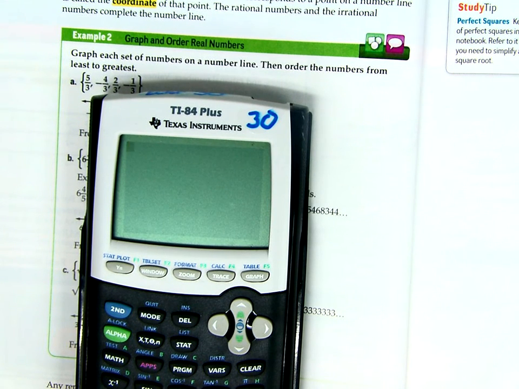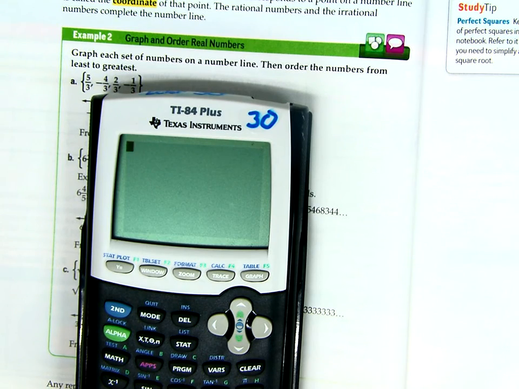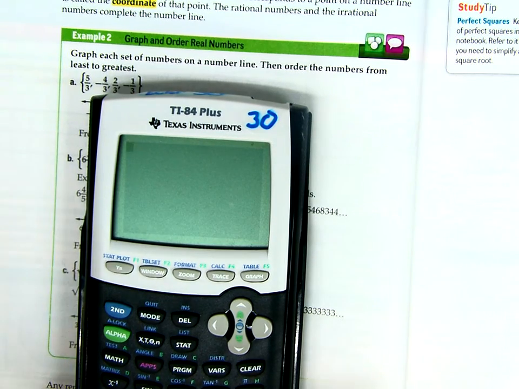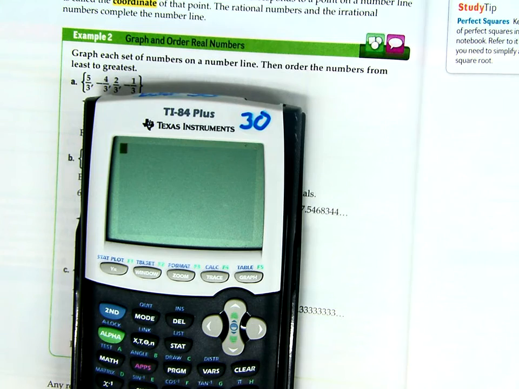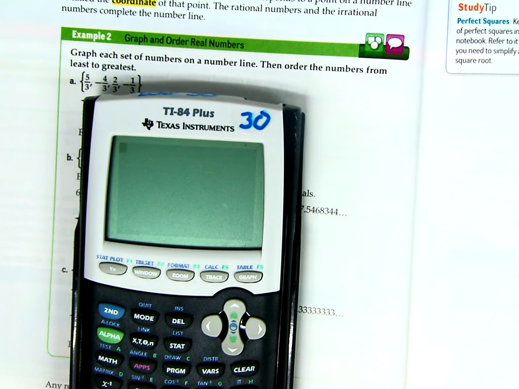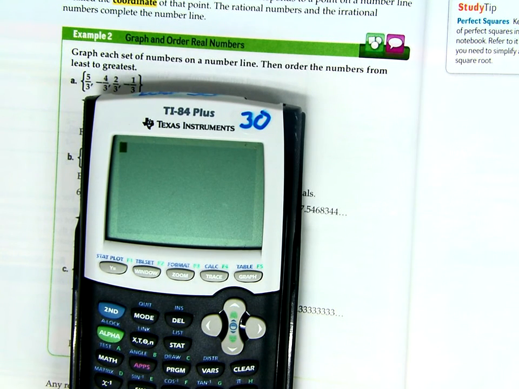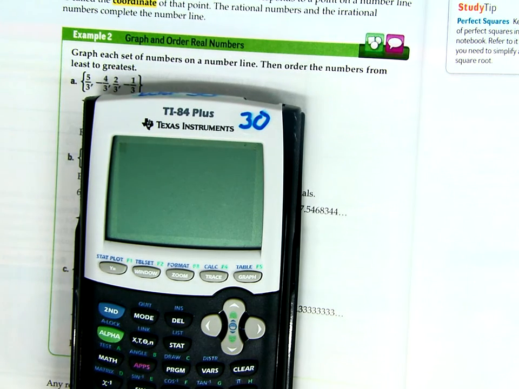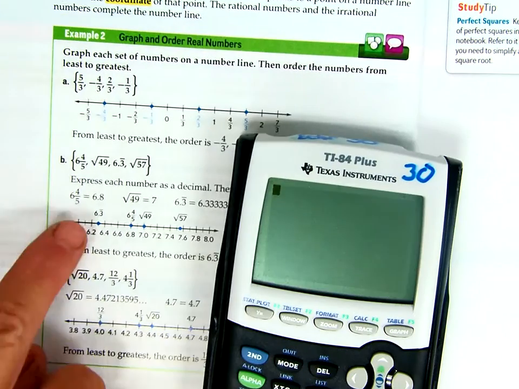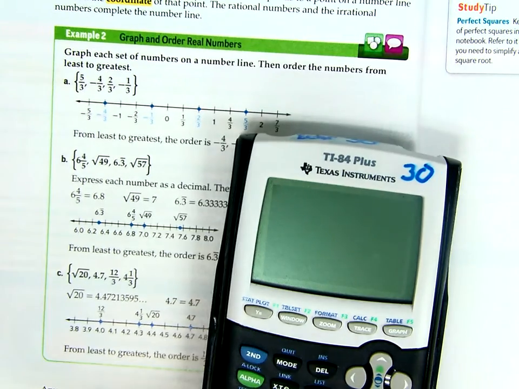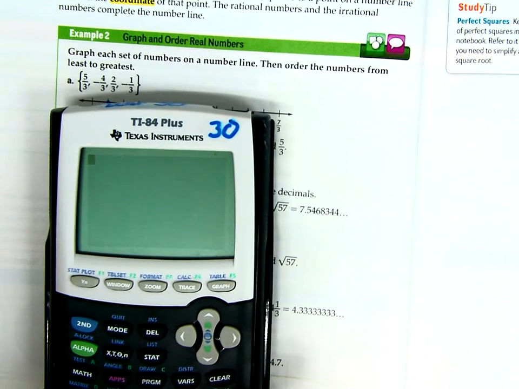6 times 5. Okay, I like that. But if I want to type it in as 6 and 4 over 5, does anybody know of a way that we could do that in the calculator? I'm not going to disagree with that, but that doesn't put it on the screen exactly the way that it looks.